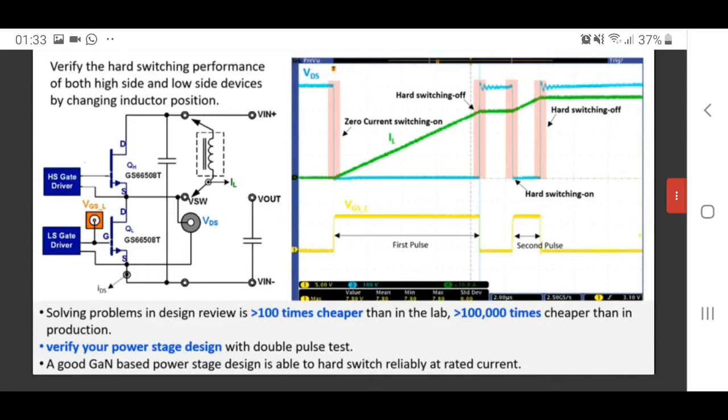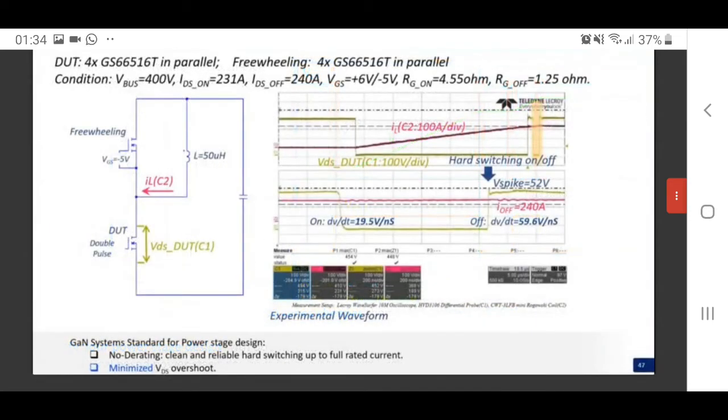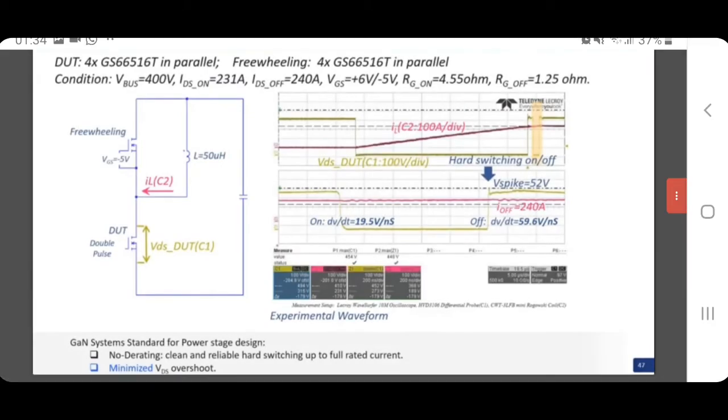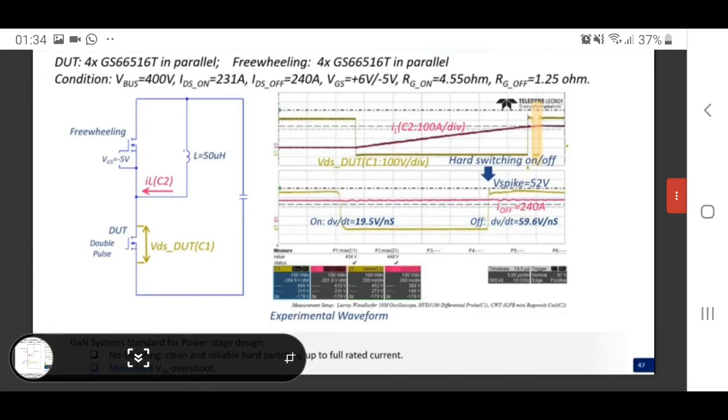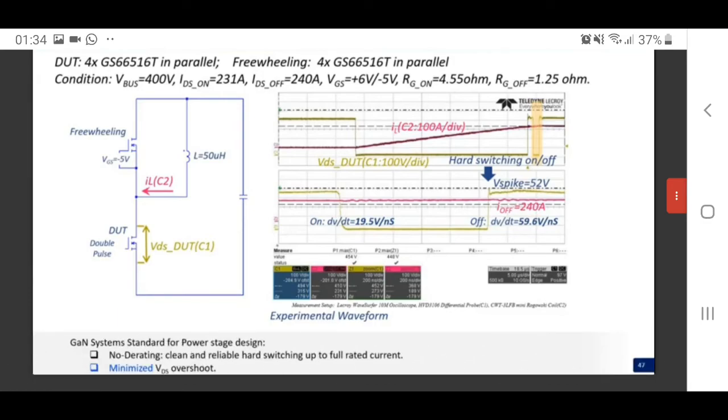A good GaN-based power stage design is able to handle hot switching at rated current. So we call this the GaN system standard. For a good power stage design, it should be able to handle hot switching at the rated current. At the same time, the VDS overshoot should be minimized.